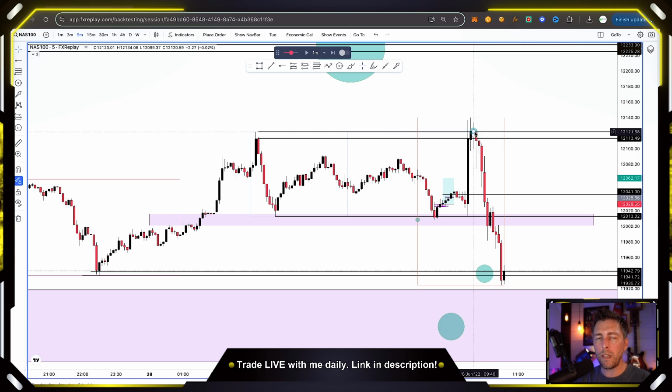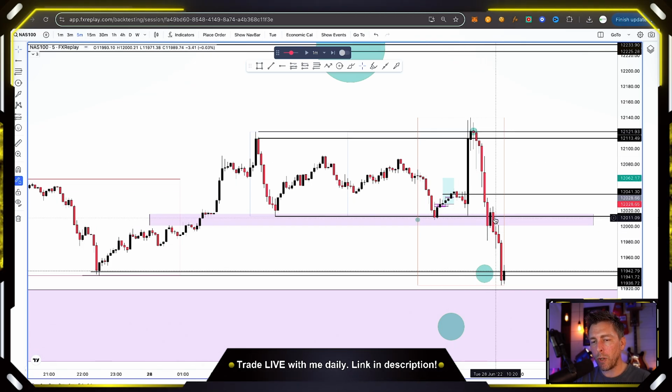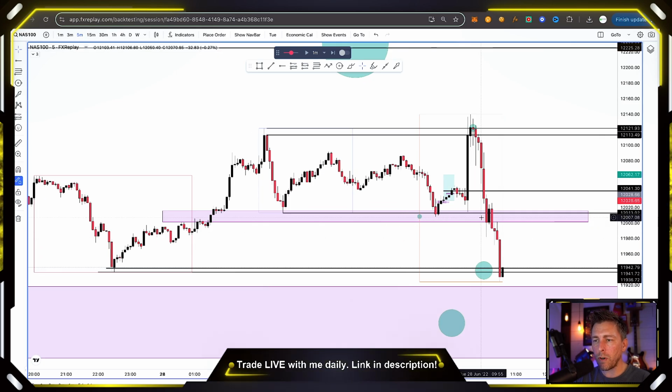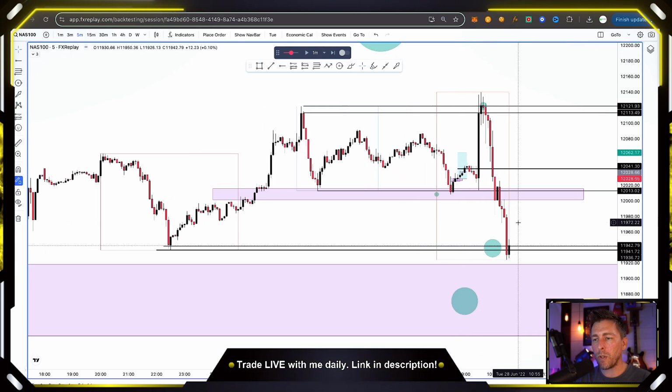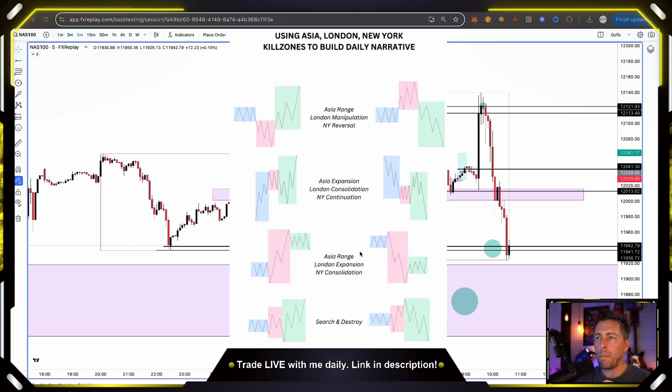So we manipulated the highs. We broke structure here on this 5-minute time frame going down. Okay, so this is our change of character at this point. So price is looking like it's going to go down, which is great because that falls in line with our daily bias. The only thing about that daily bias, let me put up the cheat sheet real quick. The only thing about the daily bias is that we manipulated the highs.